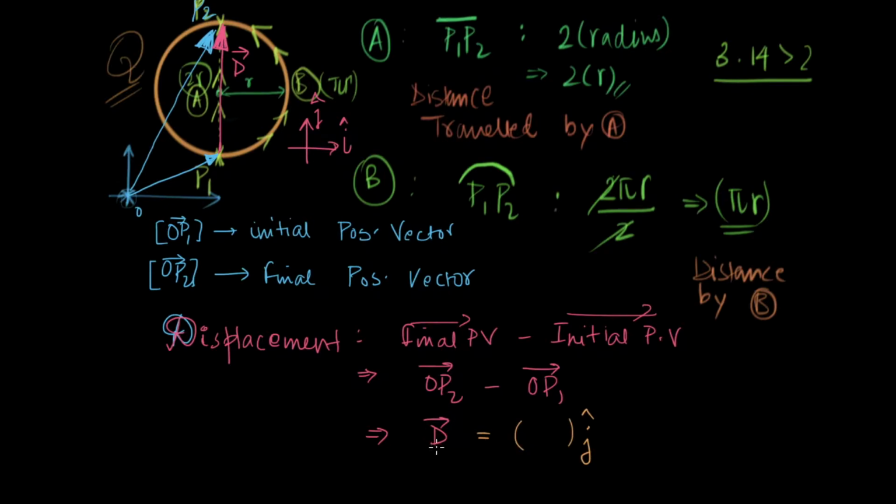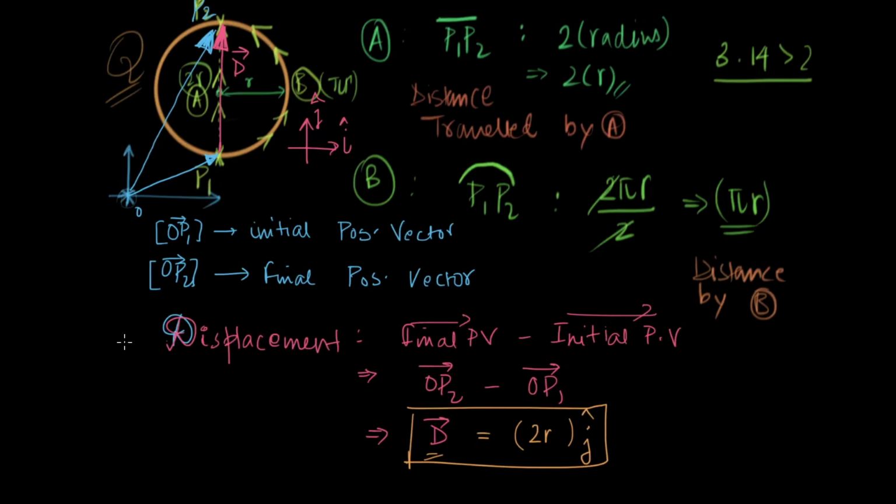What about the magnitude? Well, we know since both the bodies are ultimately landing at P2 and starting at P1, therefore the straight line connecting both of them, which is the d vector, the displacement vector, the length of that is 2 times r. So that's 2r, or twice the radius, or the diameter. So this forms our displacement vector.